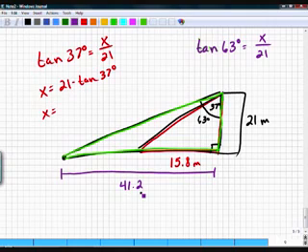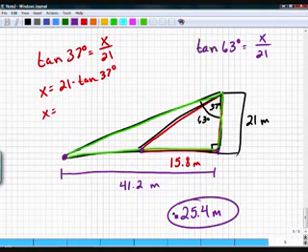And the problem says, how far apart are the boats? If this one's 41.2 meters from the lighthouse, this one is 15.8 meters from the lighthouse. Subtract those. How far apart are they? 25.4 meters apart. Any questions?